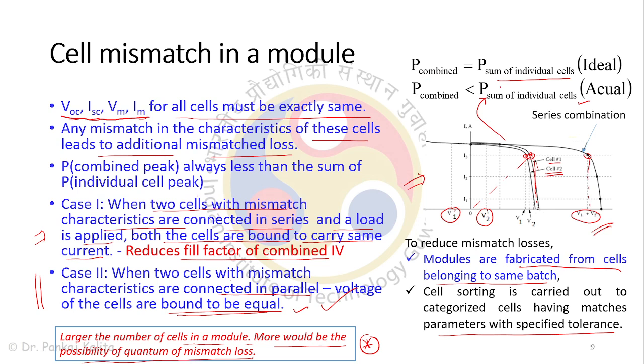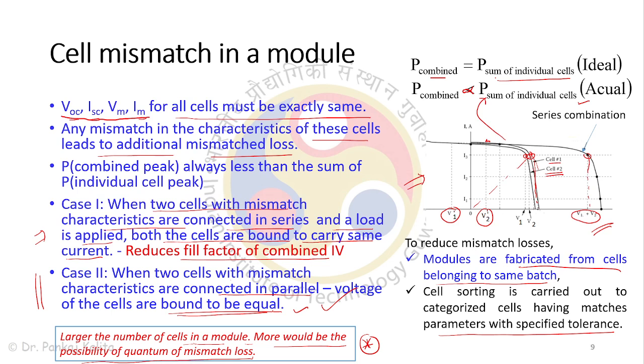In ideal conditions, the combined power should be equal to the sum of the power of the individual cells, but in actual it's always less than that. If connected in series, the cells are bound to carry the same current, so the current value will be the same, but the fill factor of the combined IV curve will be reduced. In parallel, if there is mismatch, the voltages are bound to be equal, but the current value will decrease.